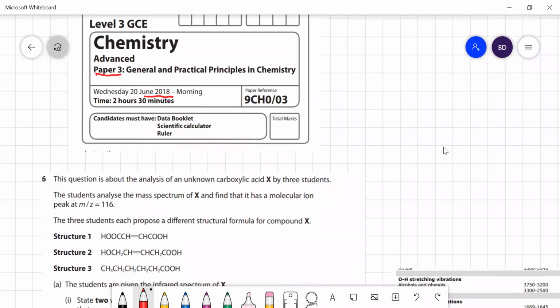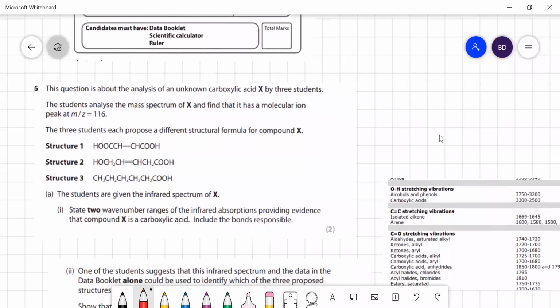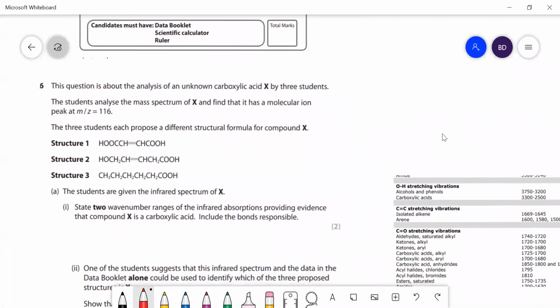The question is about the analysis of an unknown carboxylic acid X by 3 students. They found the molecular ion peak is 116, so that means the MR of the compound is 116. They proposed 3 different structures, and if you check the MRs, even though they've got different molecular formulas and different structural formulas, they've all got the same MR of 116. They're also given the infrared spectrum of X.